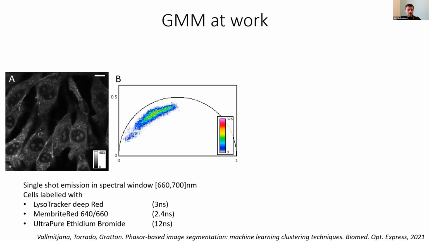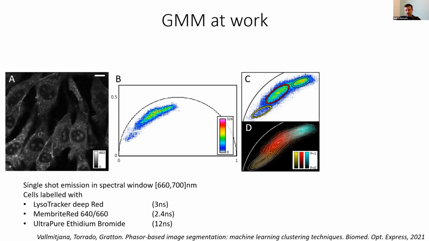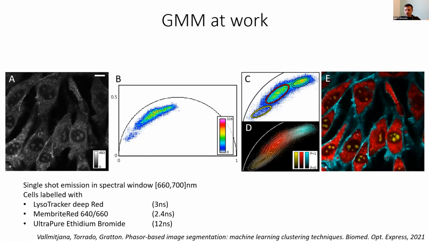You look at the Phasor plot of this image, and you see some spread out distribution. Since we know that there are 3 components in here, we solved the clustering problem for 3 components. This is what we obtain. Go back to the original space, and the result is exactly what we expected. LysoTracker would be the stuff in the cytoplasm, the lysosomes. The membrane is the membrane, and the ethidium bromide is tagging the nucleoli in the nucleus.